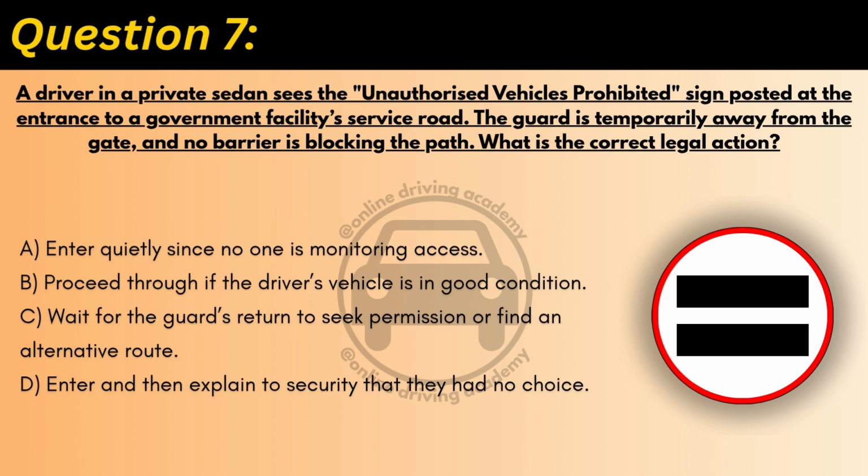Is it option A, enter quietly since no one is monitoring access? Is it option B, proceed through if the driver's vehicle is in good condition? Is it option C, wait for the guard's return to seek permission or find an alternative route? Or is it option D, enter and then explain to security that they had no choice? Now since option C is the only option that's going to tell us to either seek permission or find an alternative route, that is going to be your correct answer.